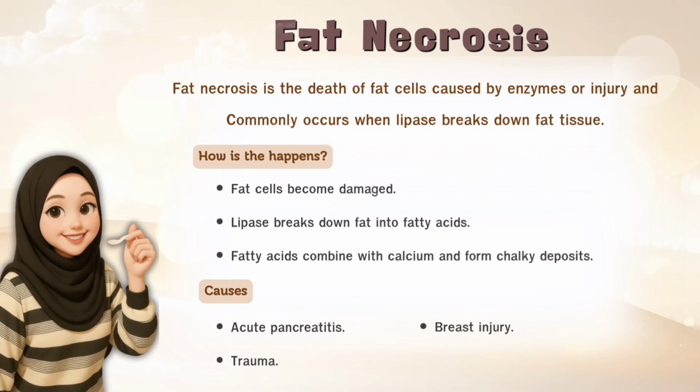The next slide. This is fat necrosis. Fat necrosis is the death of fat cells caused by enzymes or injury, and commonly occurs when lipase breaks down fat tissue. How does it happen? Number 1. Fat cells become damaged. Number 2. Lipase breaks down fat into fatty acids. Number 3. Fatty acids combine with calcium and form chalky deposits.